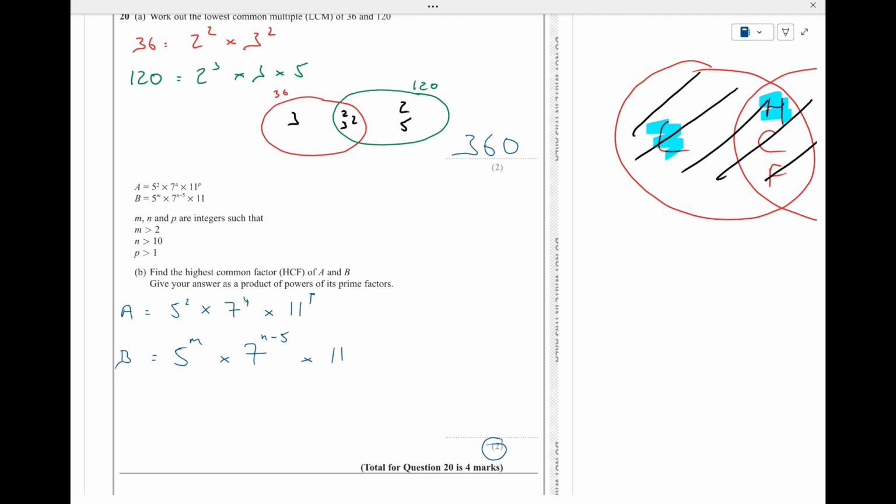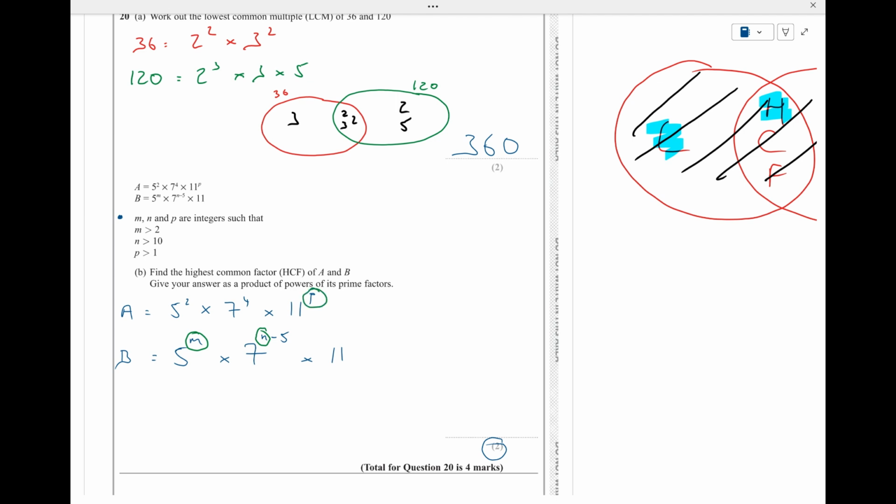Now it tells us that m, n, and p are whole numbers, and m is greater than 2. Well, if m is greater than 2, then m, this one, could be anything. 3, 4, 5, 6, couldn't it? And so on. n is greater than 10, and p is greater than 1.